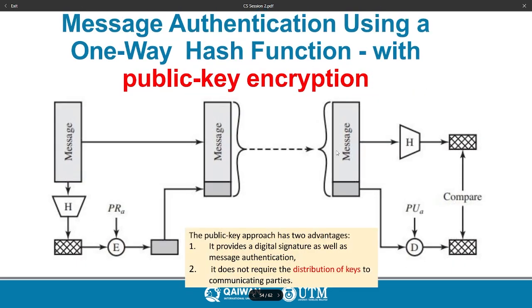Now, public key encryption: instead of encrypting using a key shared between these two, the process of public key will be used.